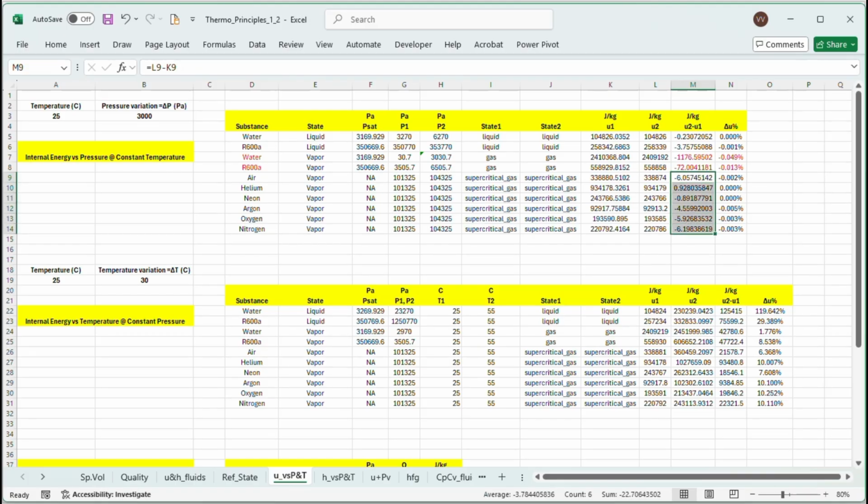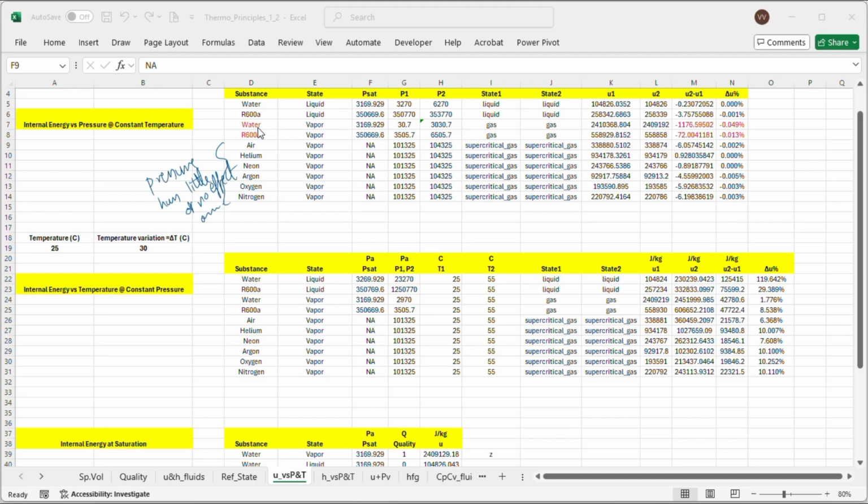So what does this mean? For gases, it seems like pressure has little or no effect on internal energy.